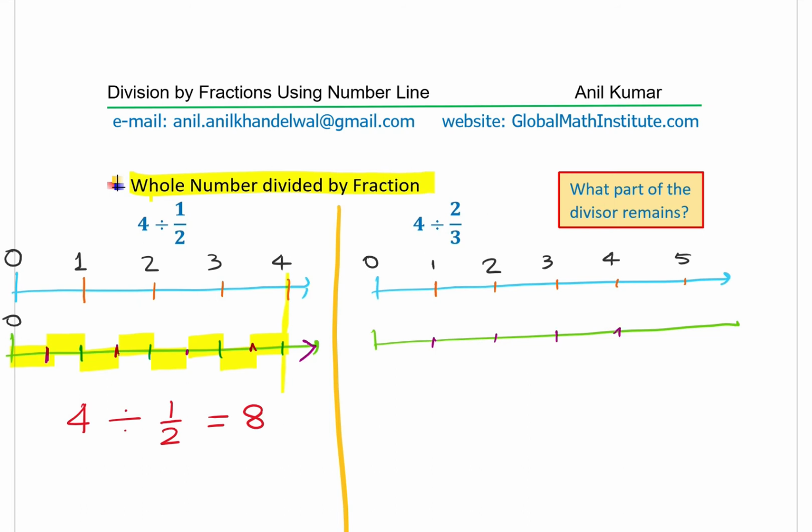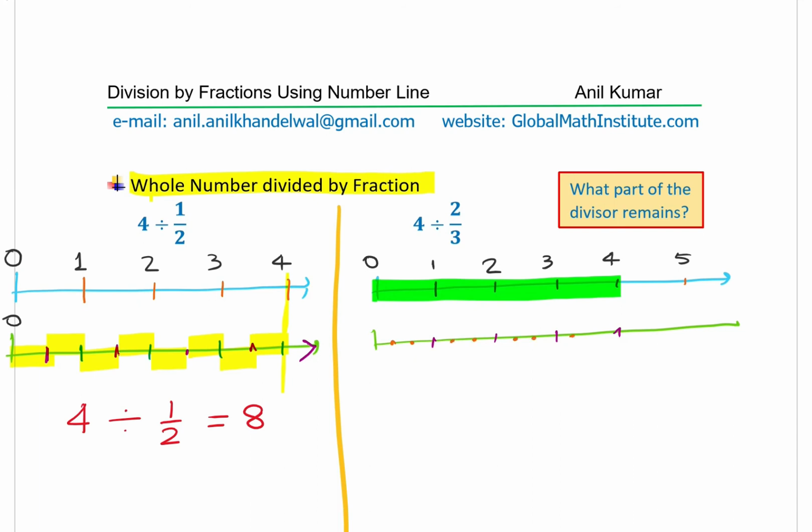Now, we are dividing 4. So the number which we are dividing is 4. So this is the number which we are dividing. And 2 over 3. Now, how do I get 2 over 3? Now, that's kind of tricky. So we need to divide into 1/3. So the scale which I have, let me divide it into 1/3. So each division I am dividing into 3 equal parts.